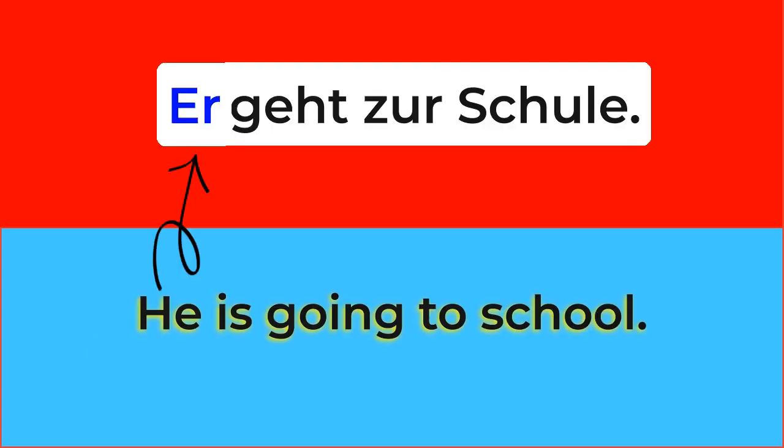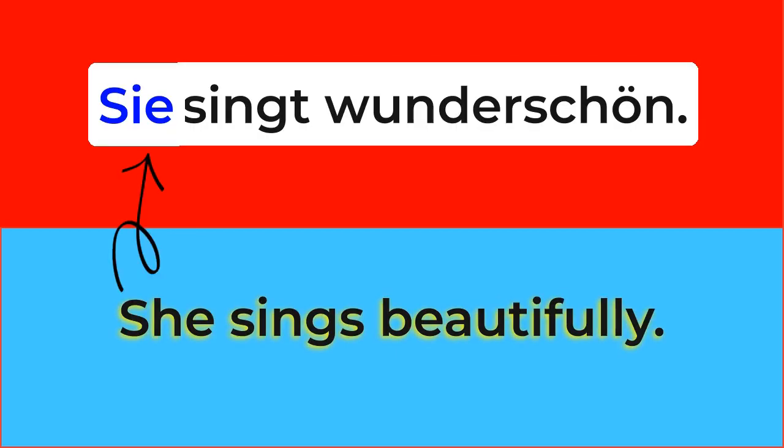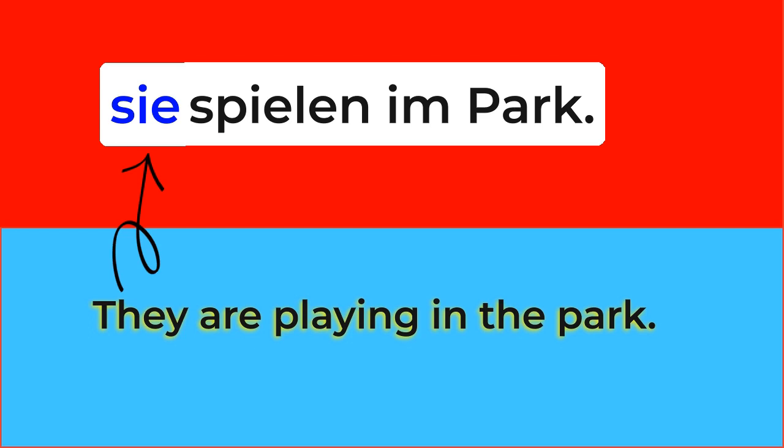Er geht zur Schule. Es regnet draußen. Sie singt wunderschön. Sie spielen im Park.